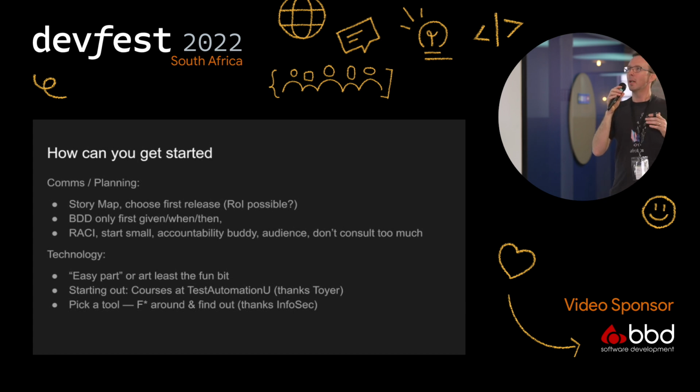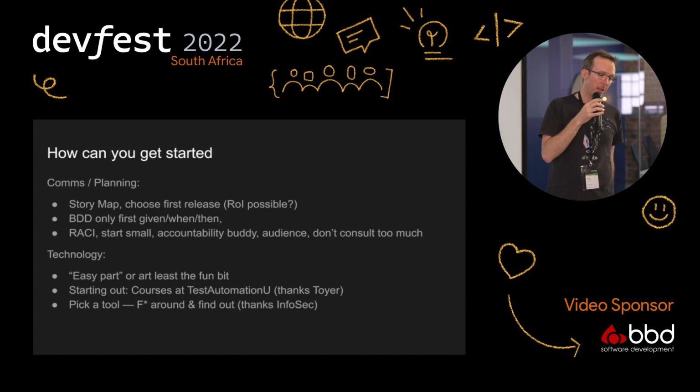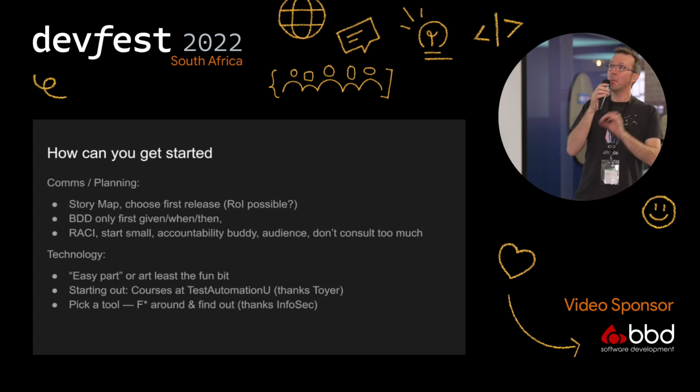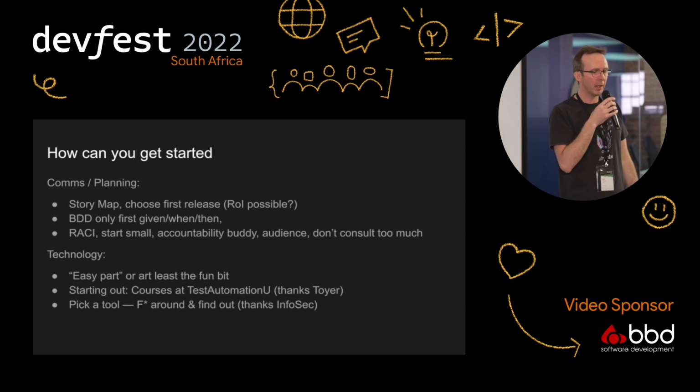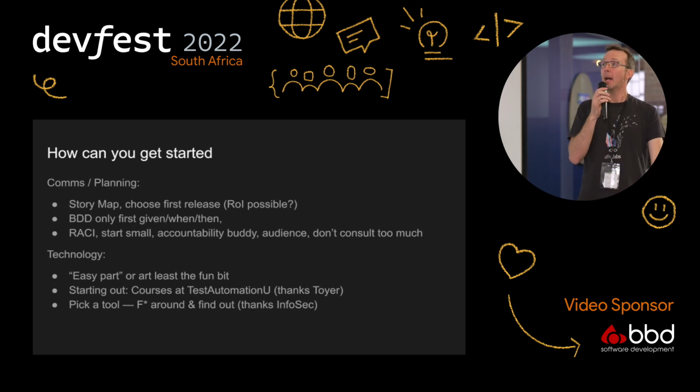So a story map and choose a first release. If you don't know where to start, maybe do a Firebase Test Lab or do a first It Works test. In the BDD, think about a first given, when, then. Given I look at the screen, when I load my home web page, I can see the word, my company's brand name.